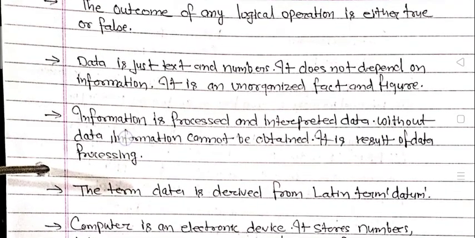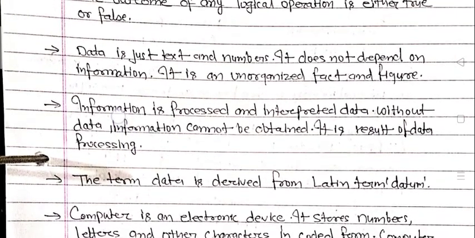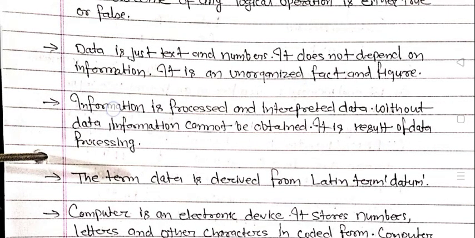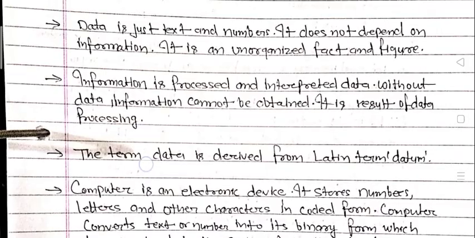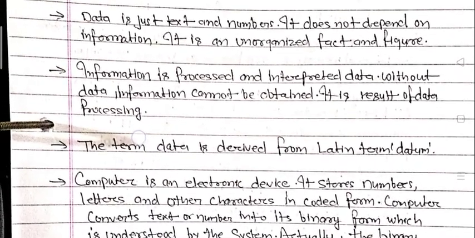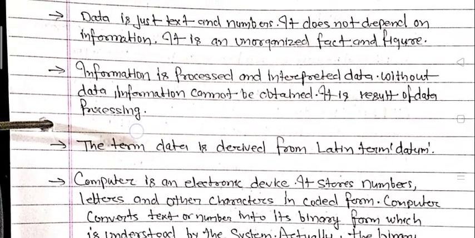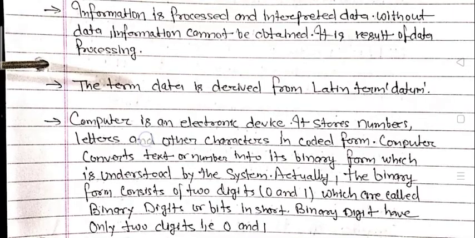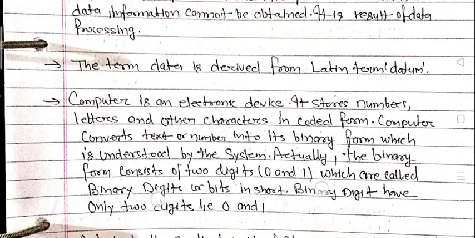Data is just text and numbers. It does not depend on information. It is an unorganized fact and figure. Information is processed and interpreted data. Without data, information cannot be obtained. It is the result of data processing. The term data is derived from the Latin term datum.